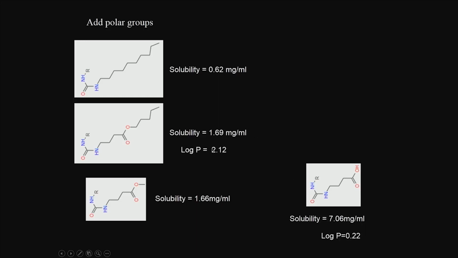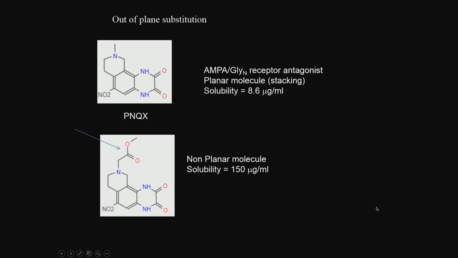Log P here is 2.12, here it is 0.22, because we have removed a lot of CH2 groups which are hydrophobic, that is why log P has gone down. So, log P has gone down, solubility has increased, so we have added more polar groups.